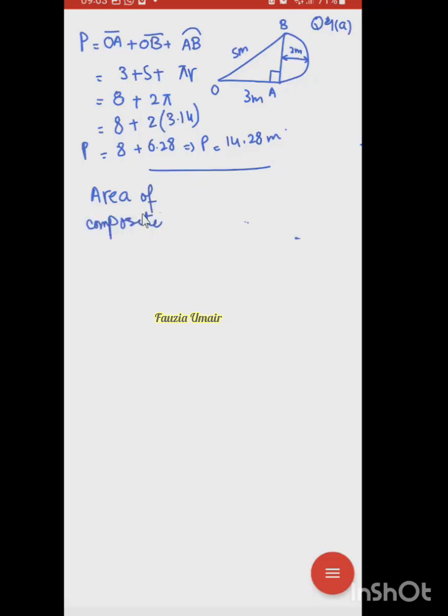composite shapes कौन सी होती है बेटे? Where two or more than two figures are combined together. So this shape contains two figures. So area of triangle OAB plus area of semicircle. If we add these two areas, we will get the total area of this composite shape. So now let's find out area of triangle.